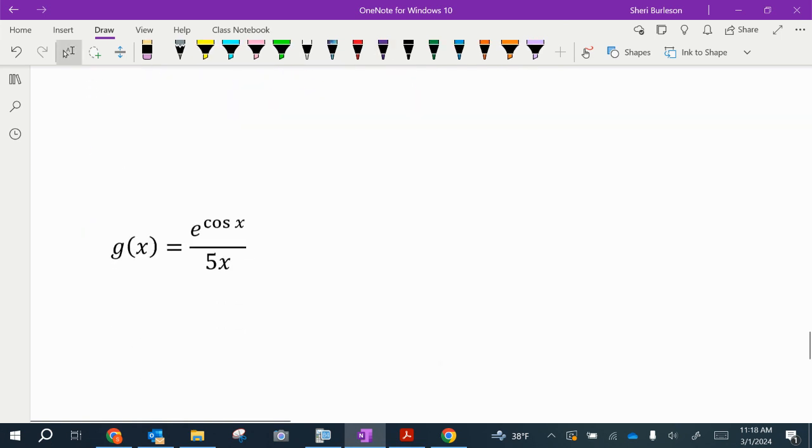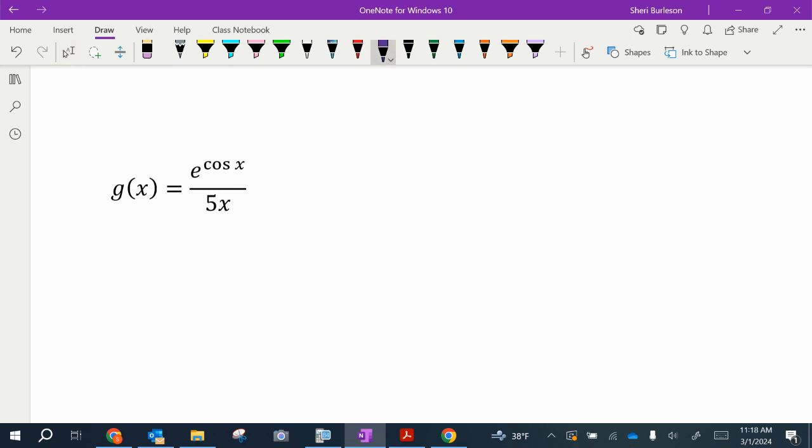And then let's try this one. This one is going to involve a quotient rule. If you want to try that yourself first, go ahead, pause the video. So to find g prime of x, I want quotient rule. So I have low d high. So the derivative of the numerator is e to the cosine x times the derivative of the inner function, chain rule. Derivative of cosine x is negative sine of x.